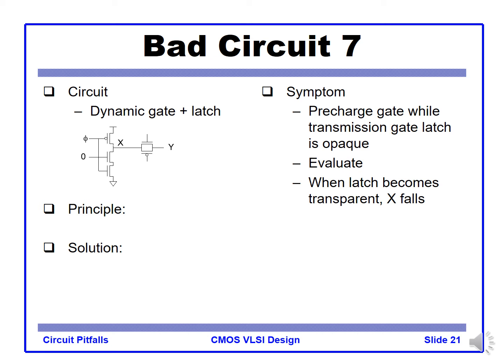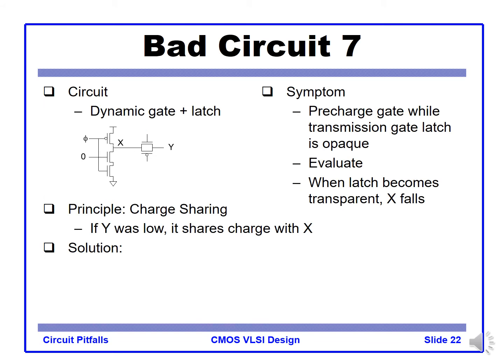Another bad circuit example, dynamic circuit shown here, dynamic gate logic. The symptom is we pre-charge the gate while the transmission gate latch is in hold mode, right? Then evaluate, the latch becomes transparent, this becomes somehow on, then X may fail. So having dynamic logic and pass transmission gate like this has very high potential of failure.